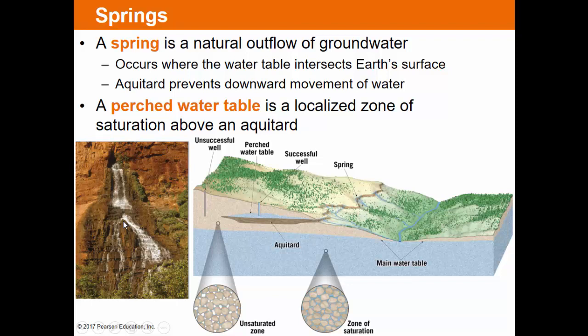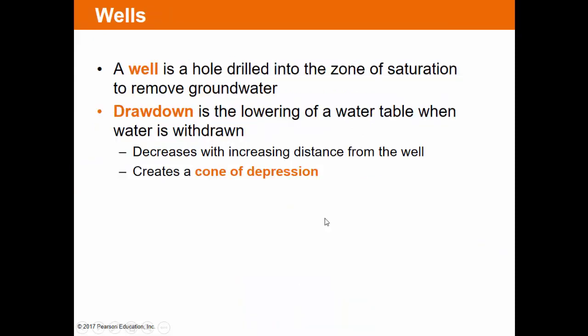So a spring is a natural outflow of groundwater. It occurs where the water table intersects the Earth's surface. Aquitards prevent the downward movement of water. You get this perched water table, a localized zone of saturation above the aquitard. The water moves along that aquitard toward a place where the Earth intersects, and that's where you get a spring.